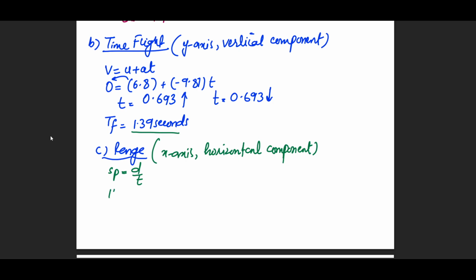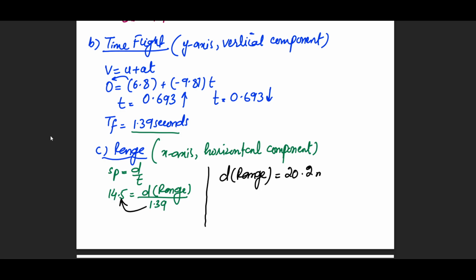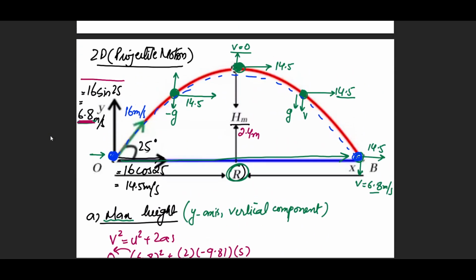So the speed in the forward direction was 14.5. In place of distance, I'm going to write down range because this is what we're trying to find out. And it stayed airborne for 1.39 seconds. So simply bringing this over there, we're going to find out the distance, or you can say the displacement in terms of range, like this, simply using the speed is equal to distance over time formula. So the answer comes out as 20.115. So I'm going to round this down to 20.2 meters. All right. So this is how you solve a two-dimensional projectile motion question.